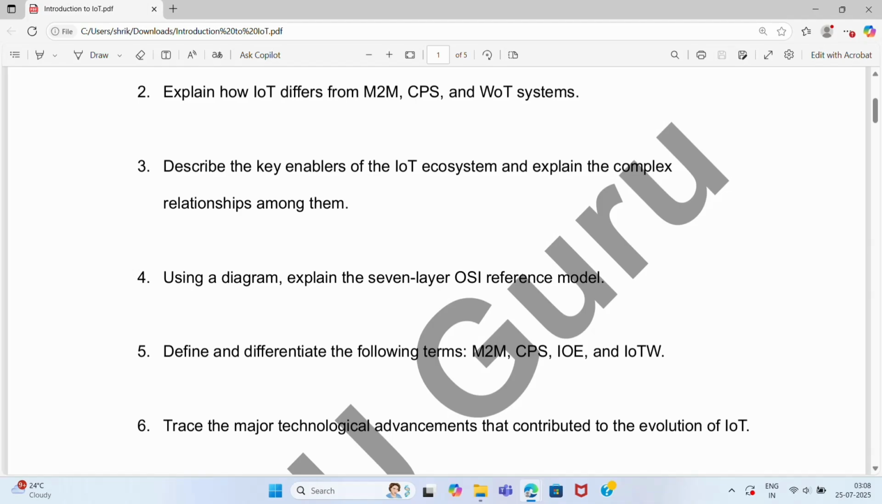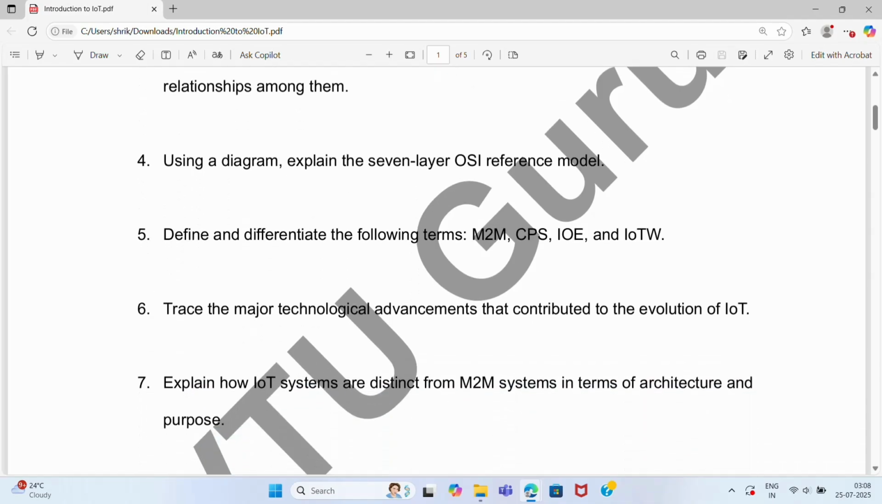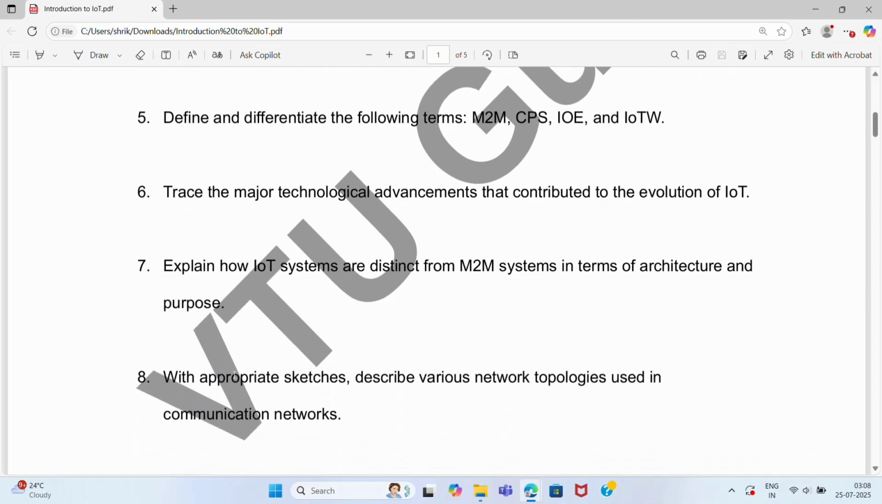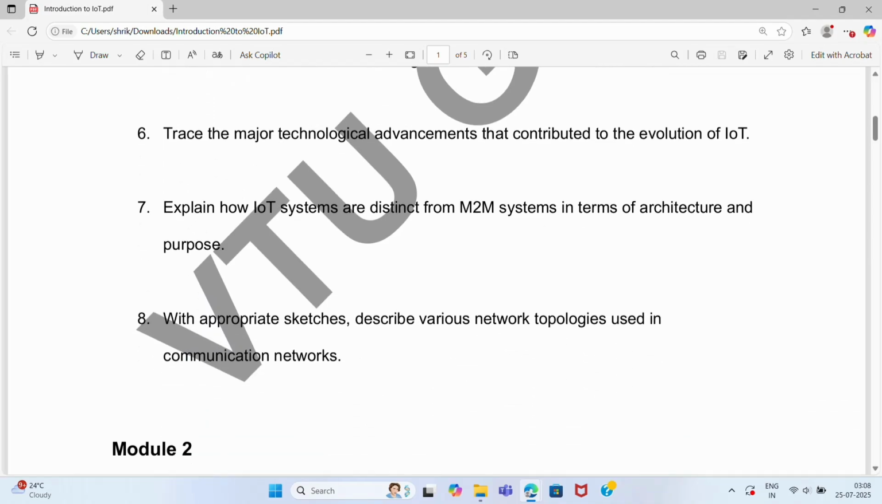Trace the major technological advancements that contributed to the evolution of IoT. Explain how IoT systems are distinct from M2M systems in terms of architecture and purpose. With appropriate sketches, describe various network topologies used in communication networks.